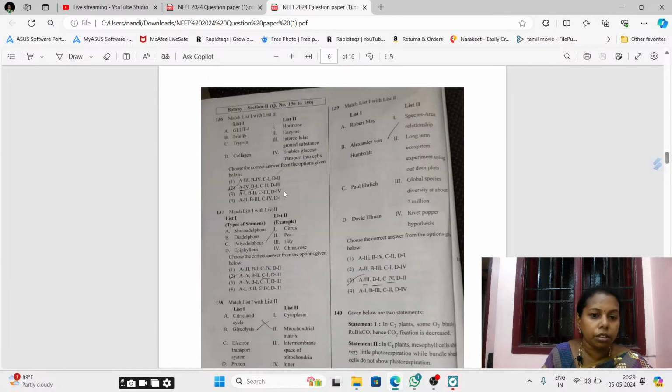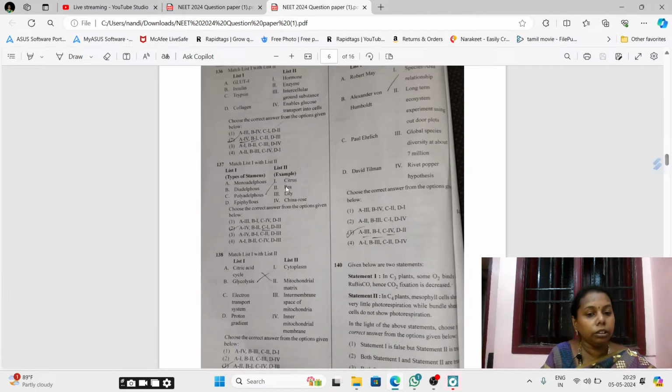Biomolecule question. If you see, GLUT4 enables glucose transport into the cell. Insulin, you know, is a hormone. Trypsin is an enzyme. Collagen is an intercellular ground substance. So B, 1 and 2, 3 is in option 2. So 136 is option 2.